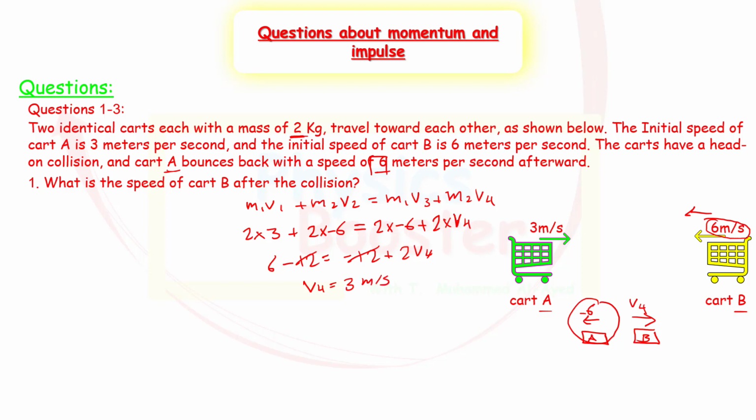Actually, it doesn't need all these calculations. Since both of these objects have the same mass, let's say this one had the velocity of 3 and this one had the velocity of 6. When they bounced back, this one now has the velocity of 6, so it's common sense that this object will have the velocity of 3. It's like they exchanged their velocities, so the answer is C.